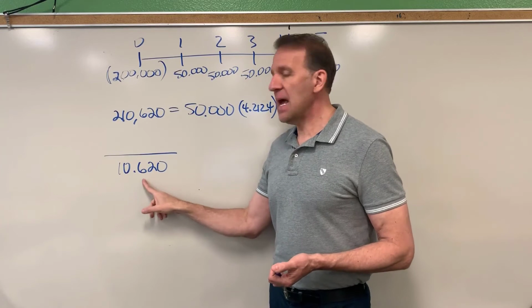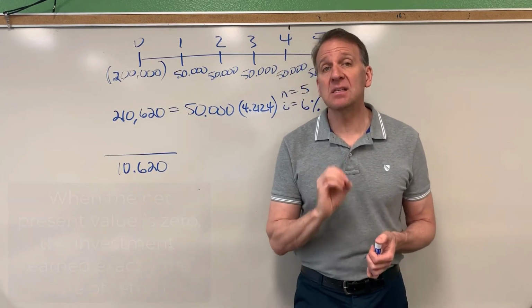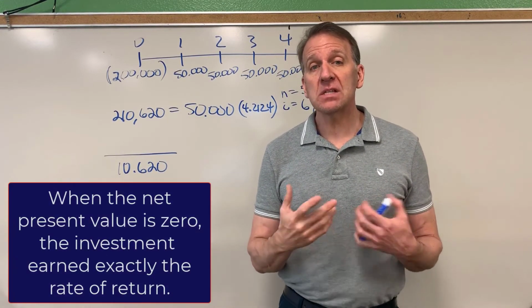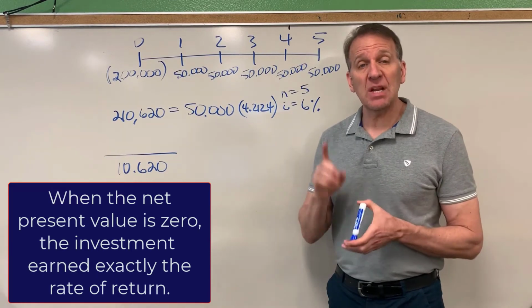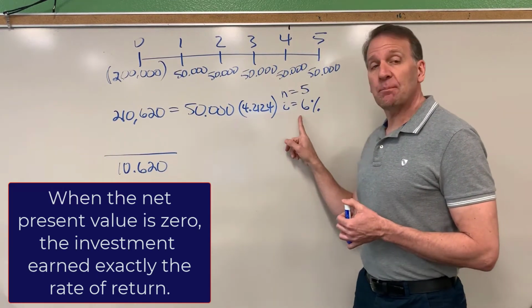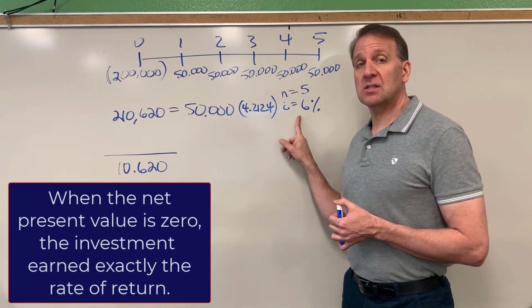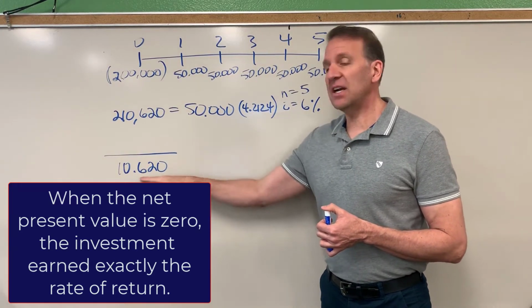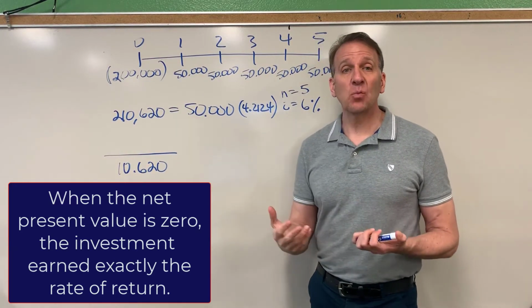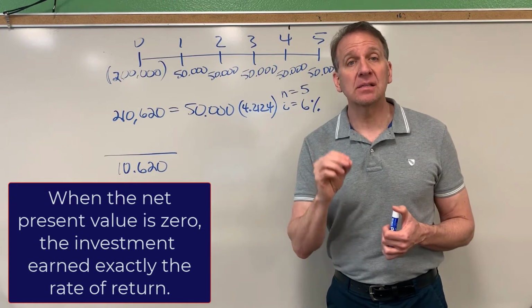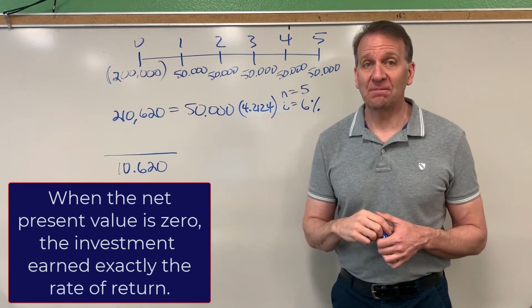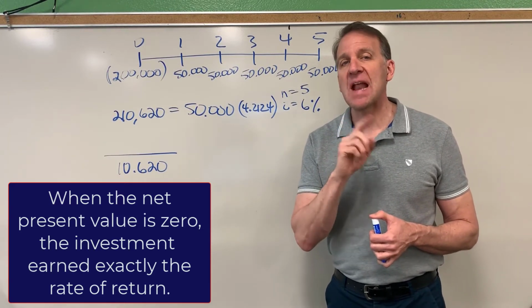If this net present value had been exactly zero, then this investment would still be a possibility because we discounted it at 6%. So if this is zero, that's telling us we actually earned exactly 6% on this investment. That's going to be a little bit important in the next video.